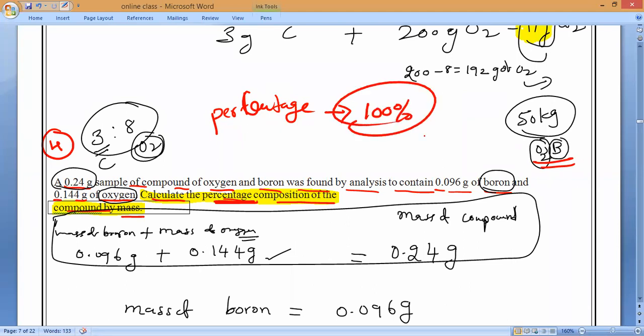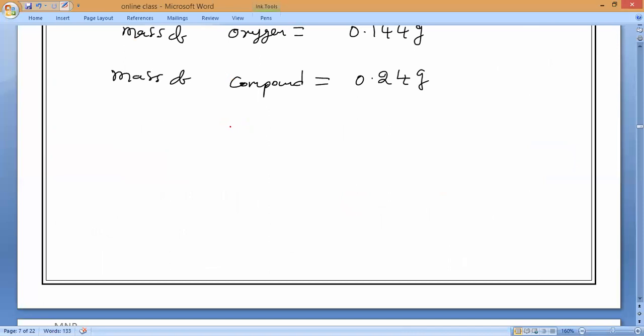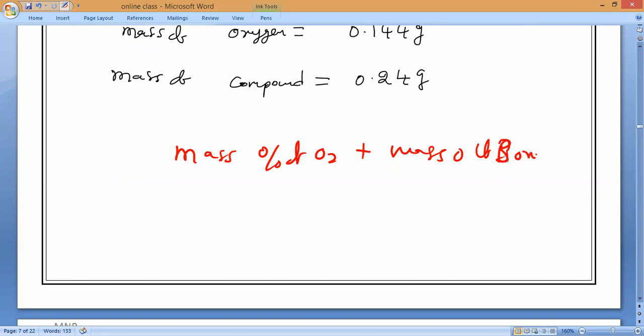So now, as we know, the mass percentage of oxygen plus the mass percentage of boron is equal to how much, Hari? Totally equals 100 percent. Yes or no? Yes, sir. Now we will use a formula here.